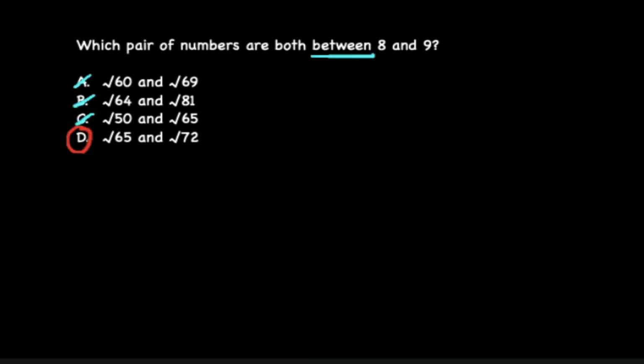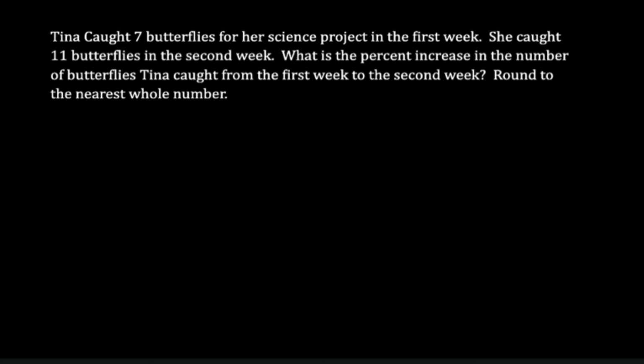Okay, so let's go ahead and move on. Let's clear this out first. And here we have a word problem. And so it looks like here, reading the ending statement, we have to round to the nearest whole number. Okay, so that sounds reasonable. And let's see what type of problem this is. Let me go ahead and read the question.